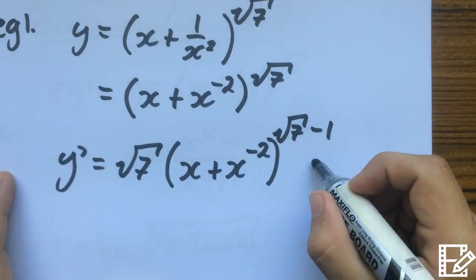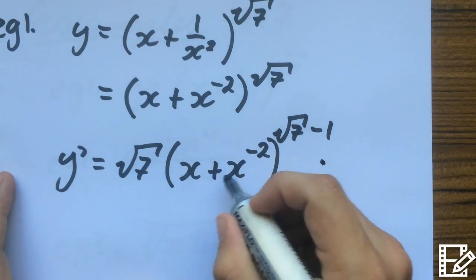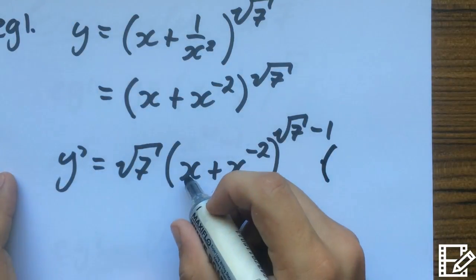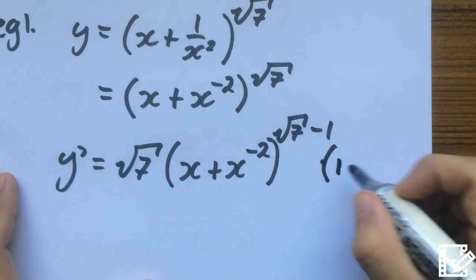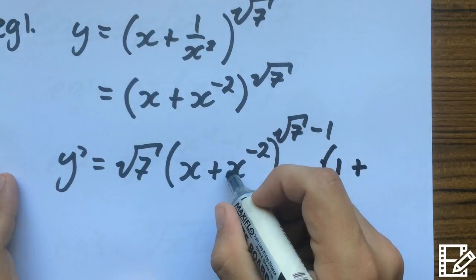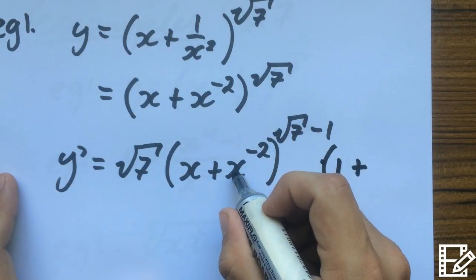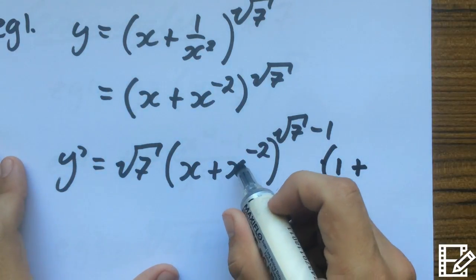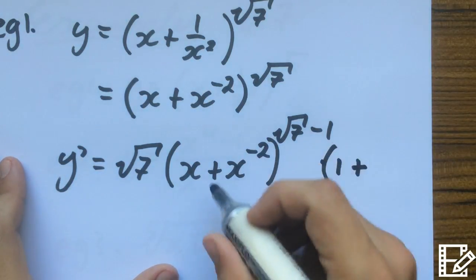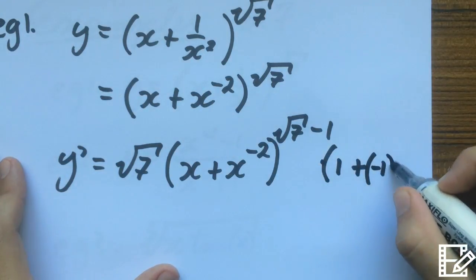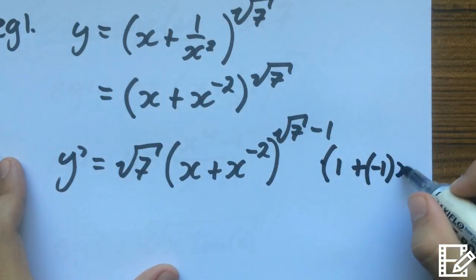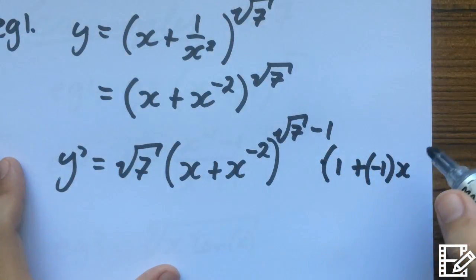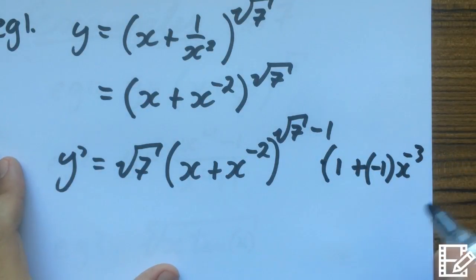Now, we multiply by the derivative of the inside. Now, the derivative of the inside, derivative of x, is 1, plus the derivative of x to the power of negative 2. Now, power rule, you bring the power down, and then you take 1 off the power. Negative 2 take 1 is negative 3.